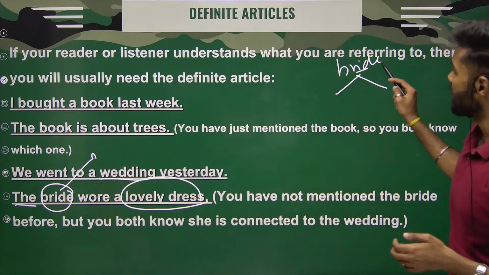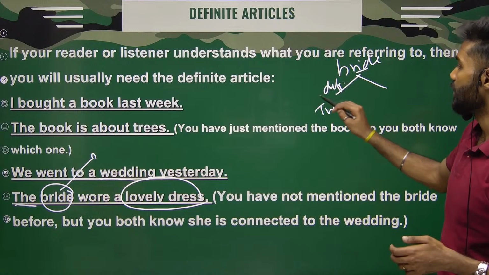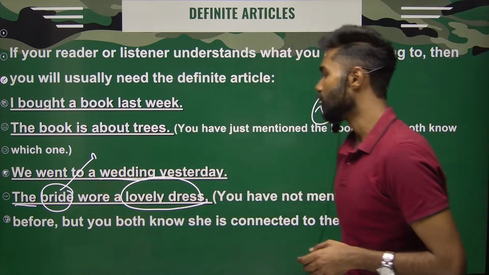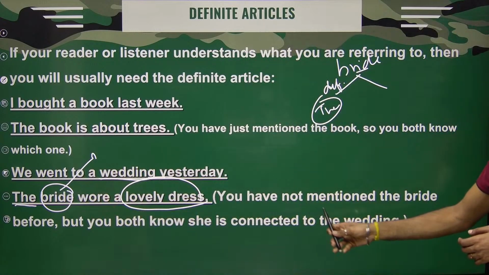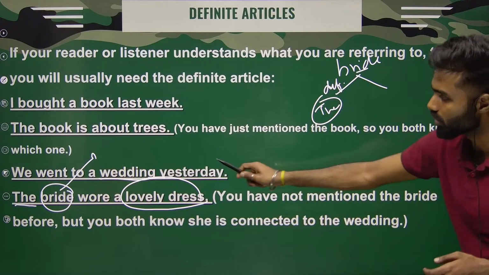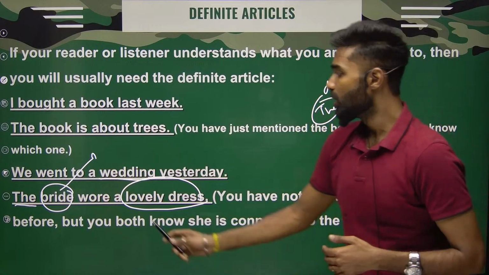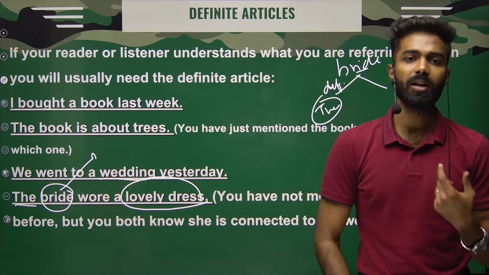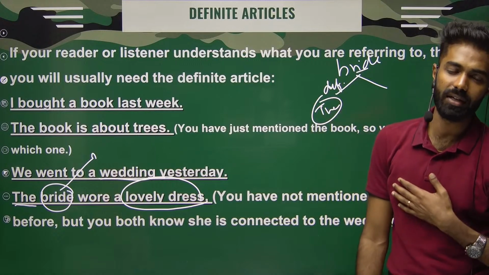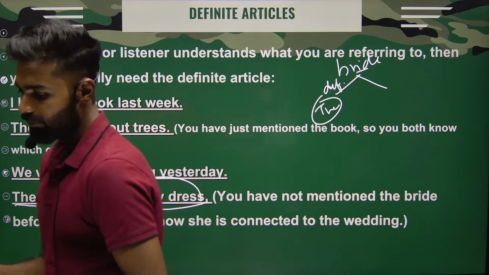So when it is a countable noun and if it is definite, I'll be using the. See, the bride wore a lovely dress. You have not mentioned the bride before, but you both know she is connected to the wedding. Either you can connect it to the wedding and then you can get the particular meaning, or see, the bride wore a lovely dress. So she is wearing a lovely dress. So I have a particular detail about the bride. So I can simply use the. All right.